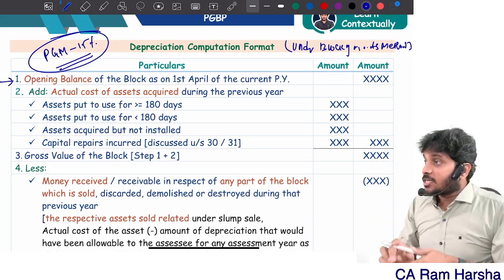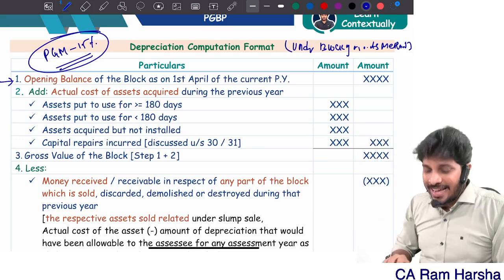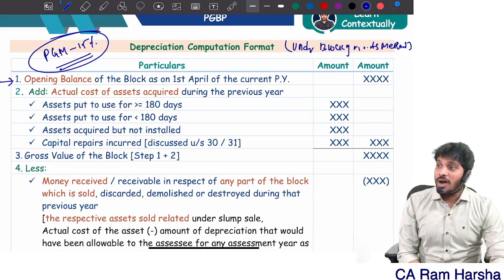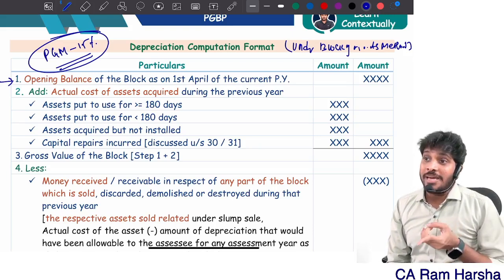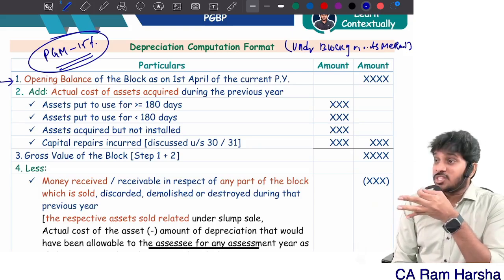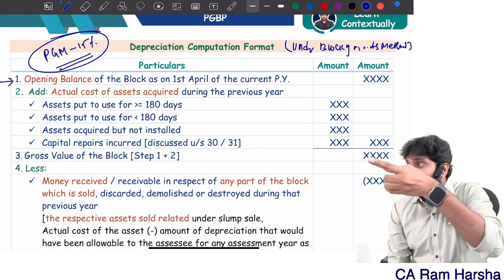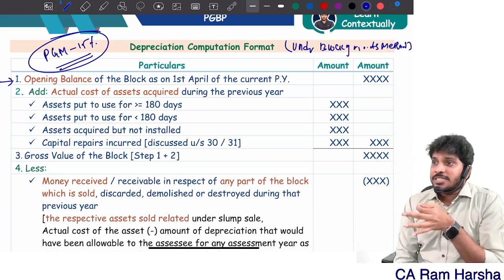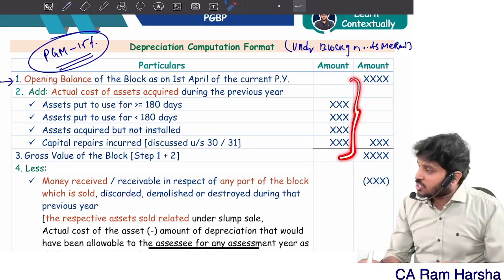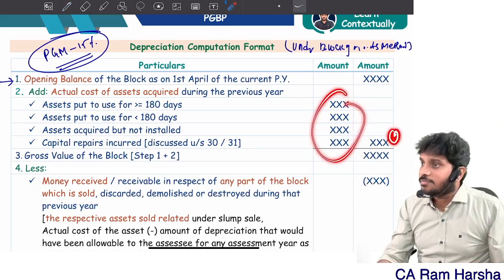Suppose during the year I purchased books. 40% is the block rate. Can I add it in this block? No. Only if I purchase any new plant and machinery which carries 15% rate of depreciation will additions come. Sir, during the year I purchased so many machines, but they don't come under 15%. Then the additions value is 0.